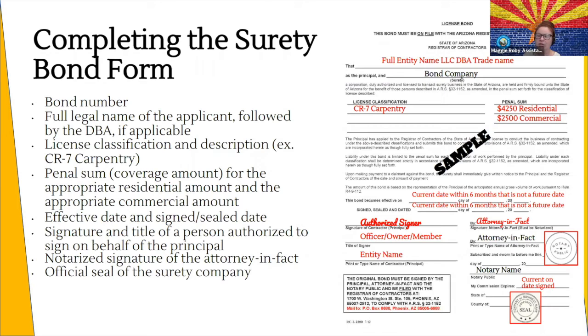Ashley asked, can you put multiple license classifications on the bond? You can submit the same bond for multiple classifications, but only at the initial time of application, and it has to be sent at the same time. The applications have to be worked simultaneously.